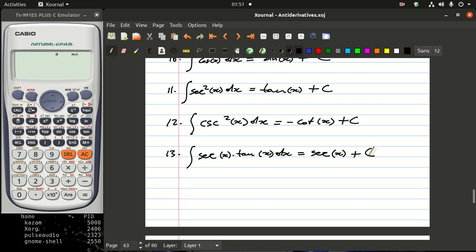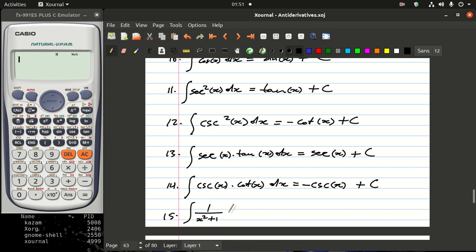And then let's go to the 14th one, the most general antiderivative of cosecant x times cot of x with respect to x is the same as minus cosecant x, plus the constant of integration. And the last one, if I want to find the most general antiderivative of 1 divided by x squared plus 1 with respect to x, I must know that it is the same as the inverse tan of x plus the constant of integration.